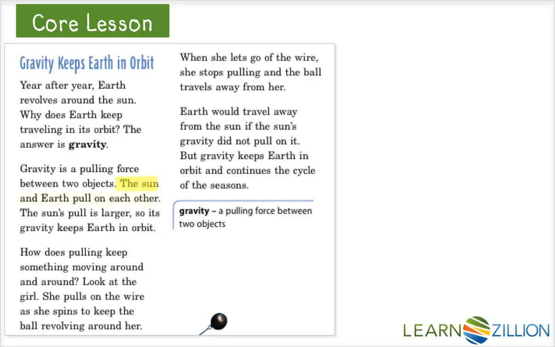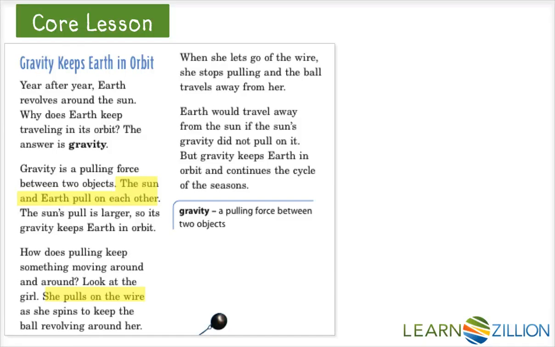So here in paragraph 2, I remembered important information that the sun and Earth pull on each other. So if I connect that with the photograph, I'm thinking about how the girl is spinning with that ball and rope in her hand, and that must be a comparison to the Earth and the sun pulling on each other. It's not like a pulling like you see in tug of war, one person pulling on the other end. It's a different kind of pull.